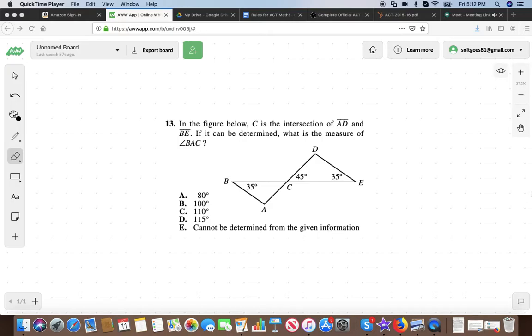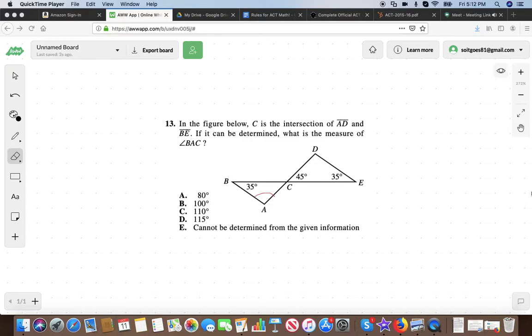In the figure below, C is the intersection of segment AD and segment BE. If it can be determined, what is the measure of angle BAC? Yeah, what is the measure of angle BAC? Do you see angle BAC in the question? Yeah, it's this guy right here. Okay, that guy right there.